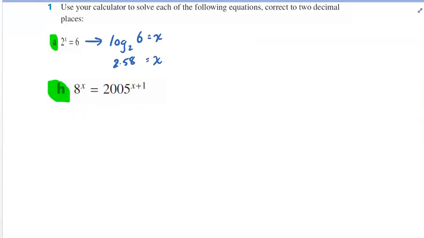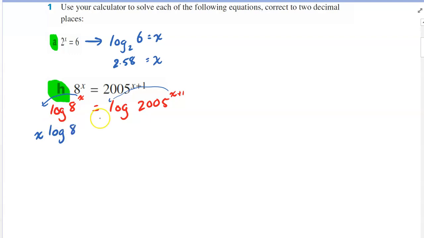All right, so a little bit harder this question. Now, the key here is to take the log of both sides, and this happens all the time. So we write log 8^x and log 2005^(x+1). Now, because we've taken the log of both sides, we can take these x's and move them out the front, and that x plus 1 and move that out the front as well. Now, that will give us x log 8 equals (x plus 1) log 2005.